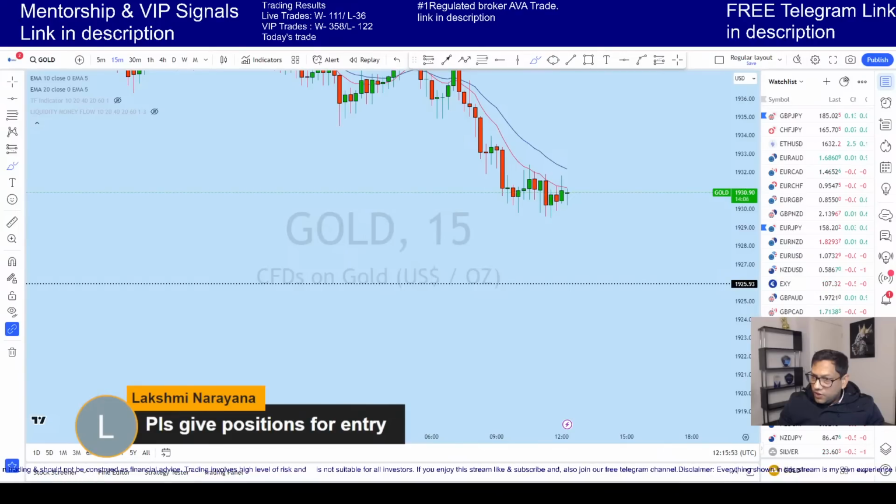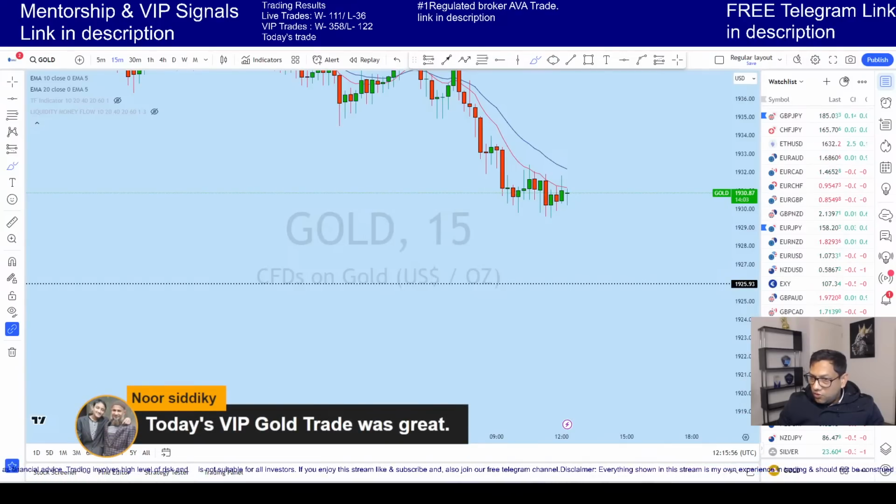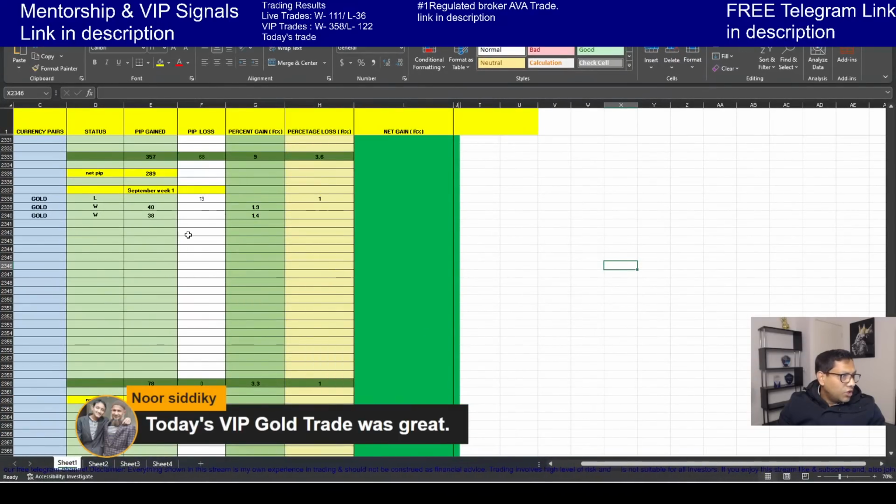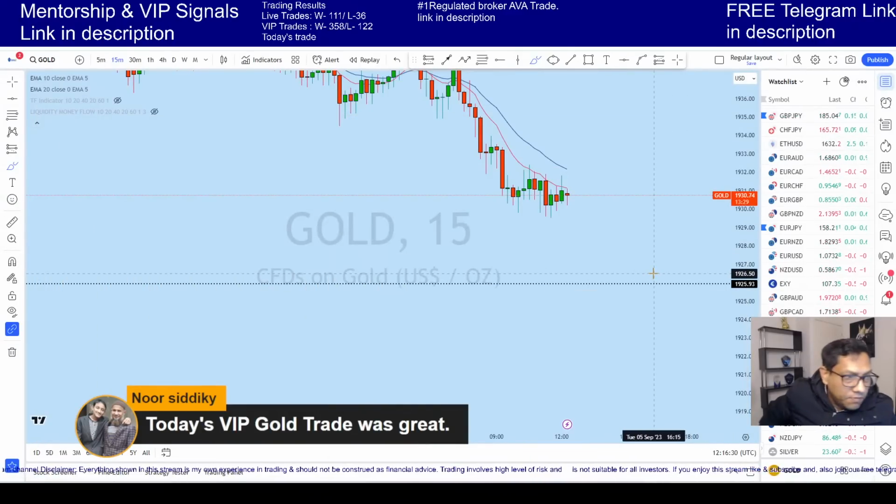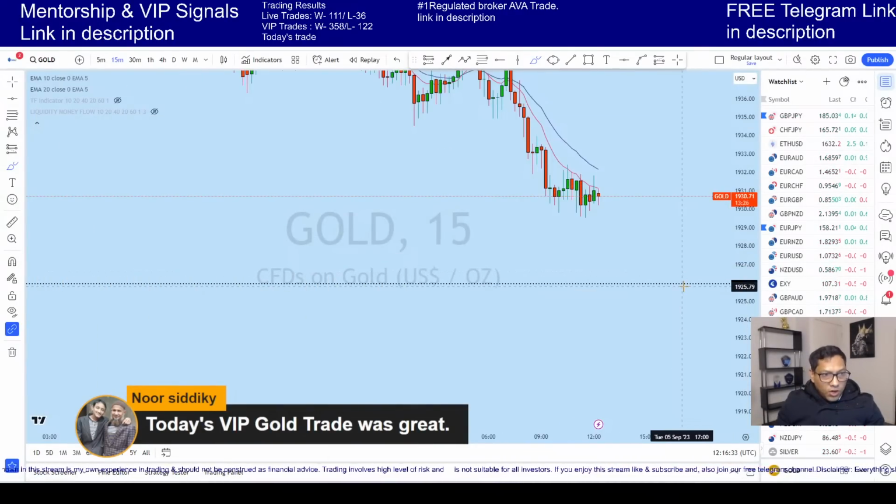Yeah. Today's VIP gold trade was great. Thanks Noor for mentioning that. Yes, VIP trade was good. As I mentioned, we are doing very well, including the past week. This week so far we had 3 trades on gold. The first one didn't work out, 13 pip minus, and then the other 2 trades were massive. One trade yesterday was 40 pip, today 38 pip. So net we are 2.2% in so far in this time frame, which is pretty good, I would say. I want to keep that track on.